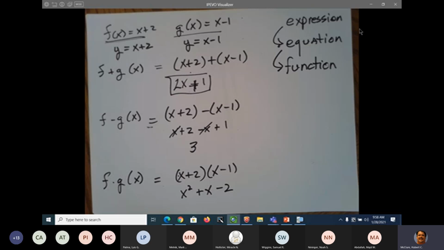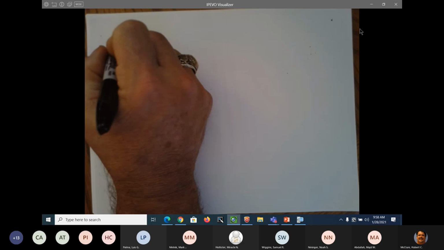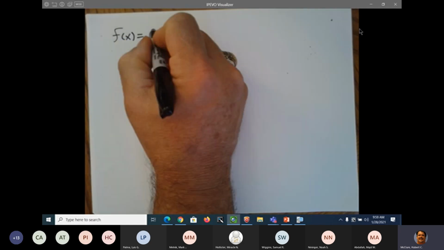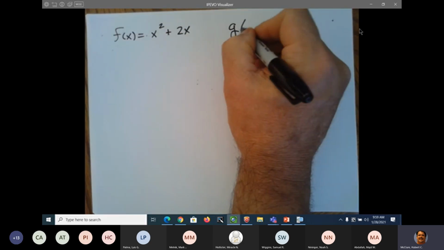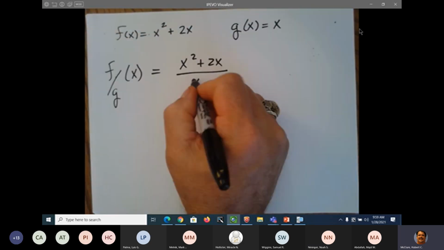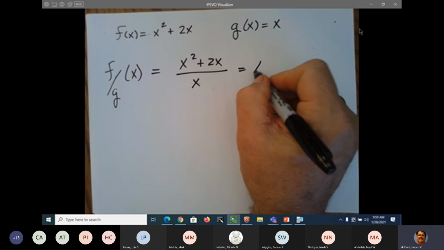Now, here is an example of a division problem that you can do. F of x is equal to x squared plus 2x. And g of x is equal to x. And I want f divided by g of x. Well, that's basically x squared plus 2x over x. And that's going to be x plus 2.